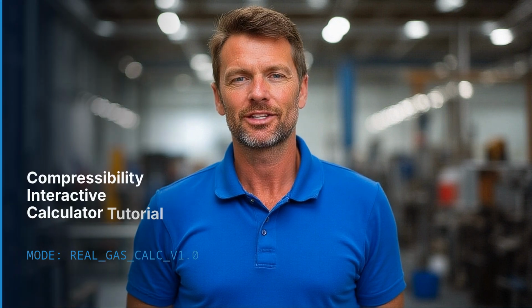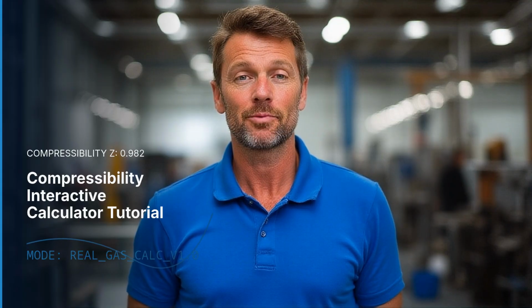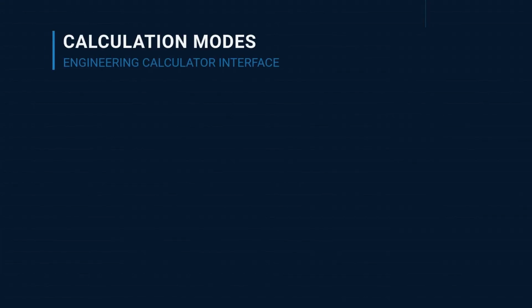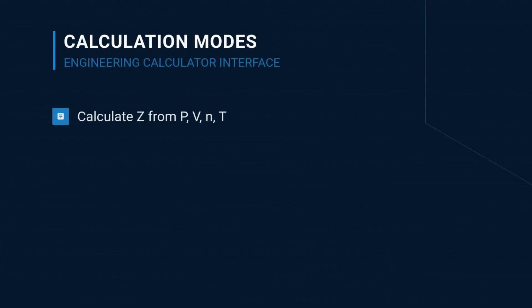The Compressibility Interactive Calculator determines the compressibility factor Z and related properties for real gases using various calculation modes. This calculator has 6 calculation modes in the drop-down menu.